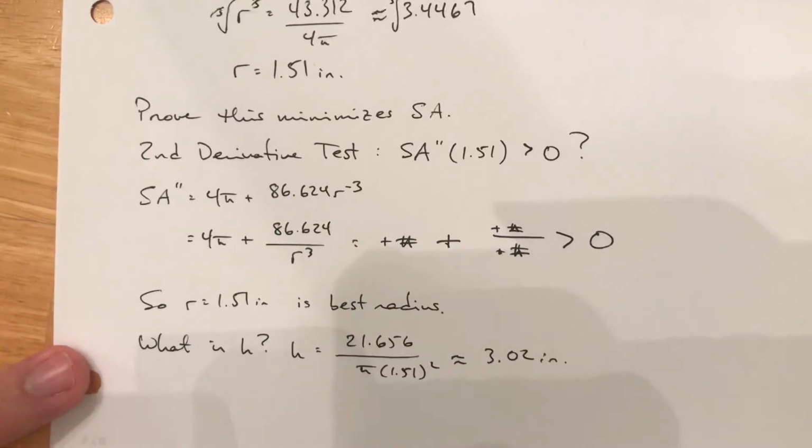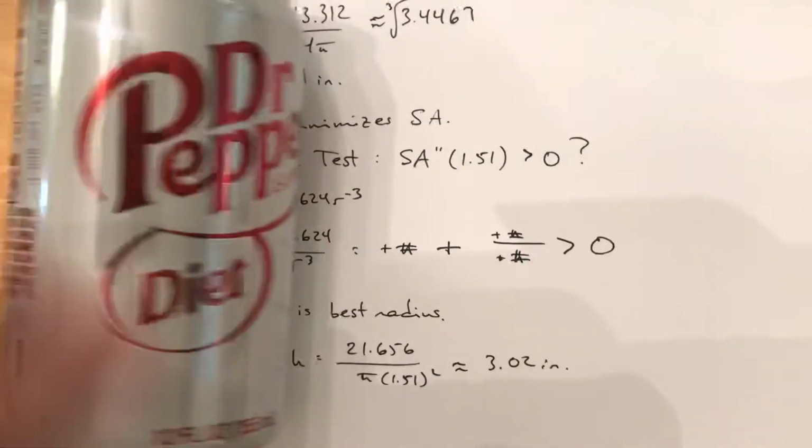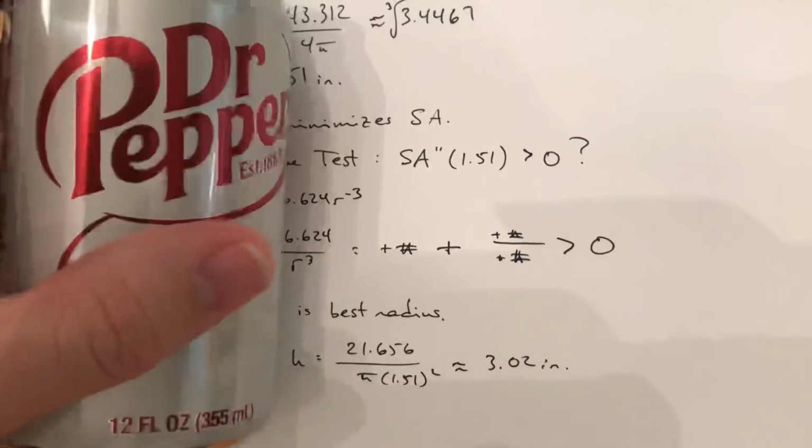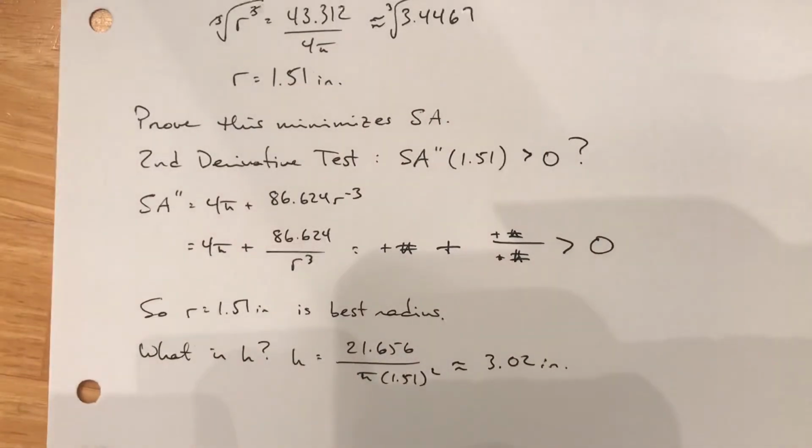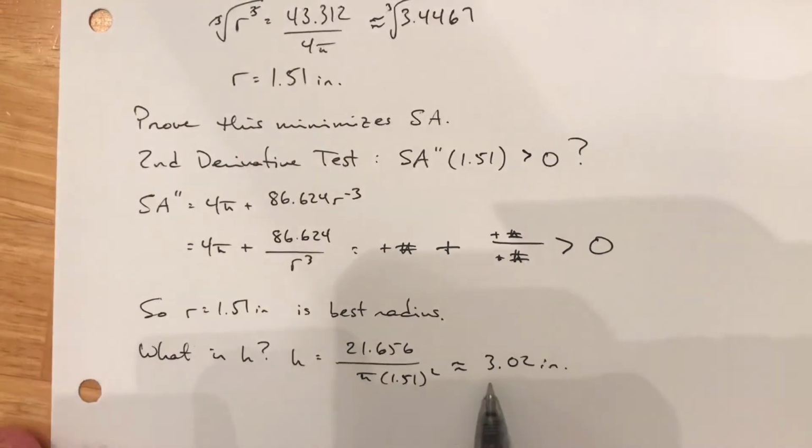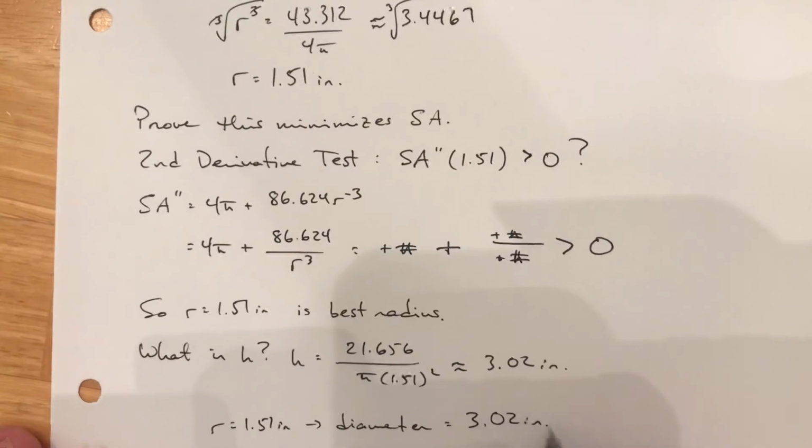Okay. Now, I want to take this one just a little bit further than some of the others and consider the fact that I have cans sitting in front of me, and we've all had Coke, Dr Pepper, whatever you like to drink, out of a typical can. And if the height is 3.02 and the radius is 1.51, that tells us that the diameter is also 3.02 inches.